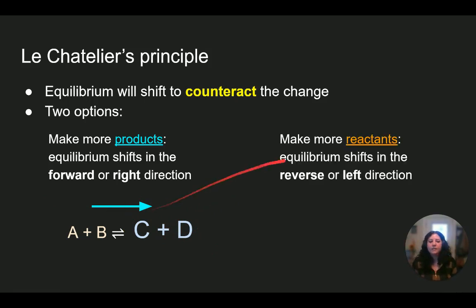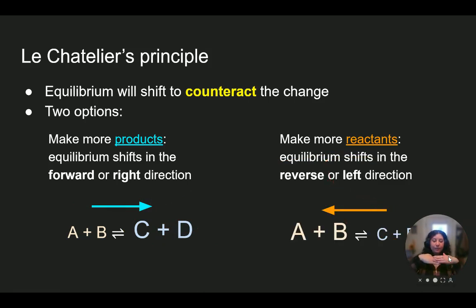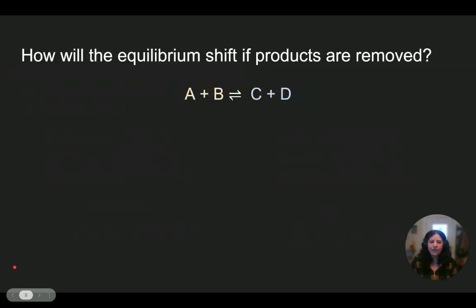On the flip side, we can also say that we need to make more reactants. So we're going to have the equilibrium shift in the reverse direction or in the left direction. So that's essentially how we always talk about these changes. We talk about the direction in which the equilibrium needs to shift. So either it's going to need to shift forward or it's going to need to shift in the reverse. Let's do a couple practice problems to just make sure we got it. Okay, so same thing.